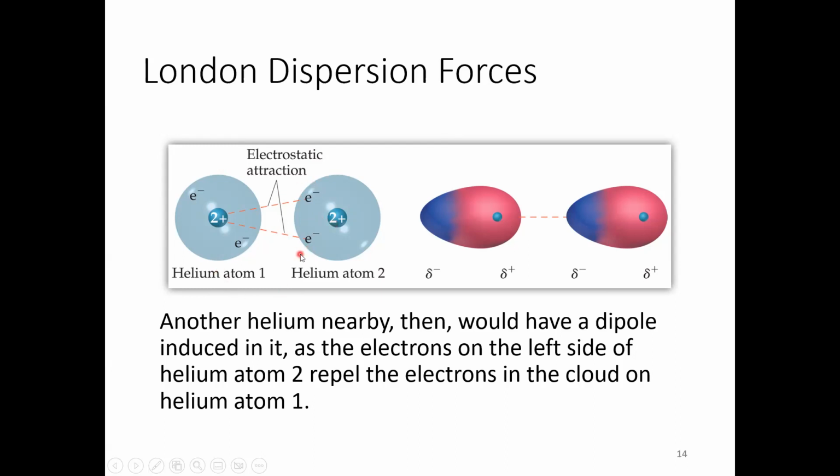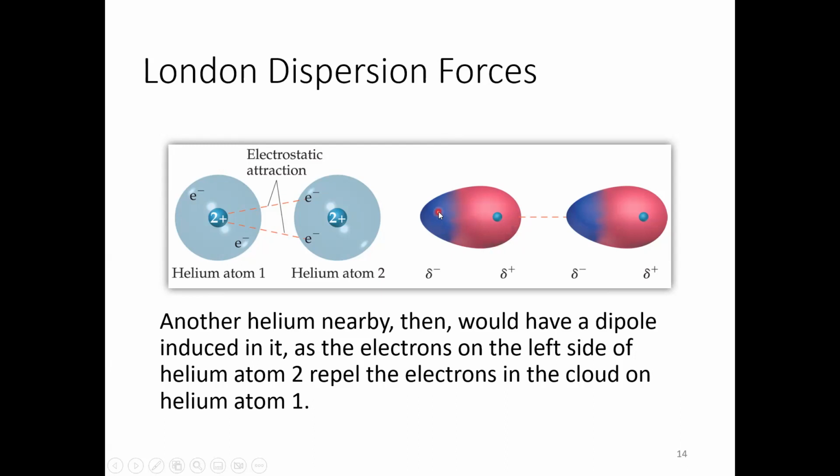So if you look at helium atom 2 here, we've already got both electrons on the left-hand side. So now we've got a negative charge here. So now if we put another helium atom next to it, this negative charge is going to affect that atom. It's going to essentially push the negative charge of that other atom further to the left. And now we wind up with a second temporary dipole.